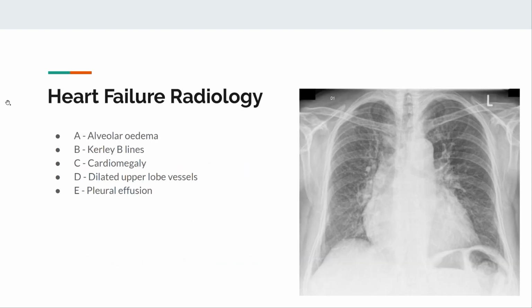A little mention of chest x-rays in heart failure. You can remember the features of heart failure on a chest x-ray through A, B, C, D, E. Alveolar edema, curly B lines, cardiomegaly, dilated upper lobe vessels, and pleural effusion. These are all signs of left-sided heart failure.